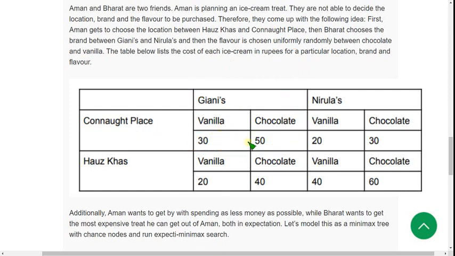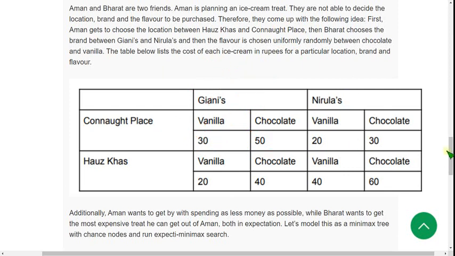Or if both want to choose their respective flavors, then Aman chooses the least one, Bharat chooses the highest one, so it may become 80. So I am not considering this case. I am considering that which is minimum and they only select only one ice cream. So the next chance goes for minimum, right? So I think 30 is the answer.